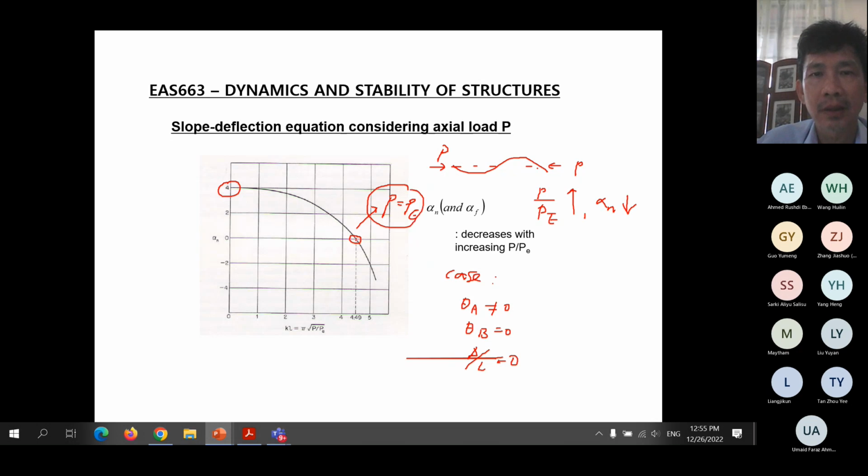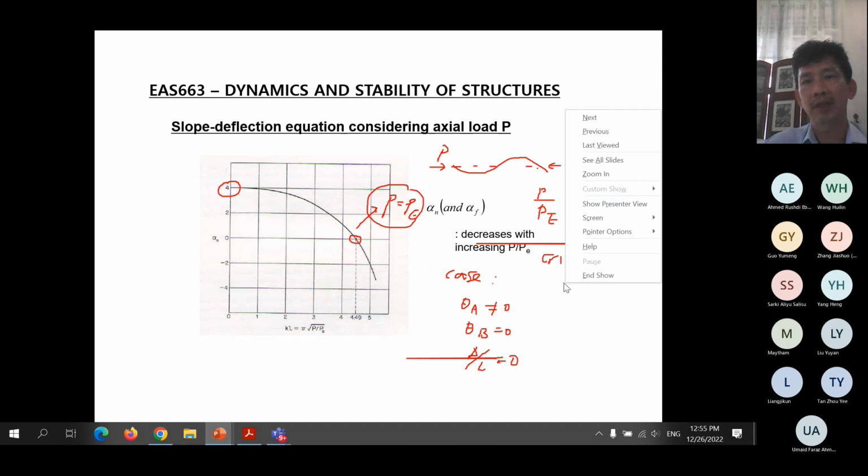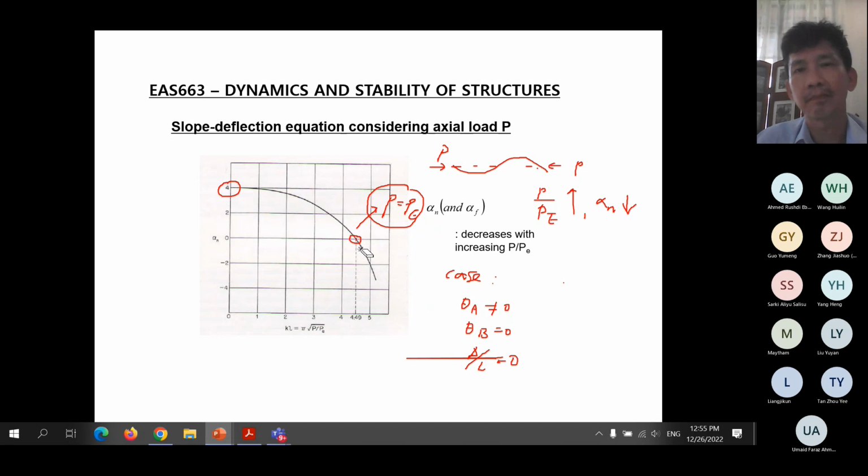So from this case, we can have a criterion for P critical. One of the criteria for P critical is the axial load that will cause the bending stiffness of a member to become 0, as shown in this graph. So we can have another criterion to determine P critical, which is the load level P that will cause the bending stiffness to become 0.